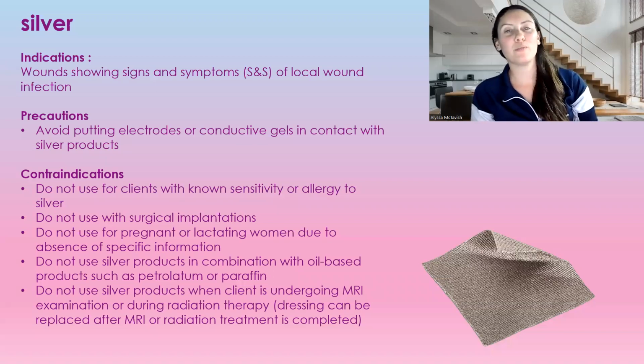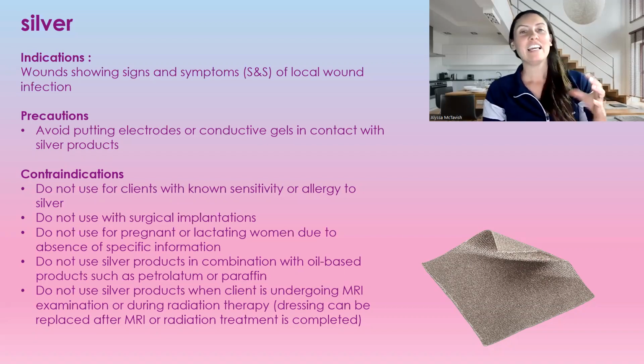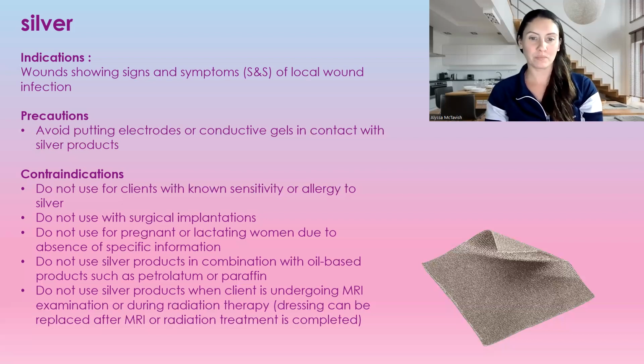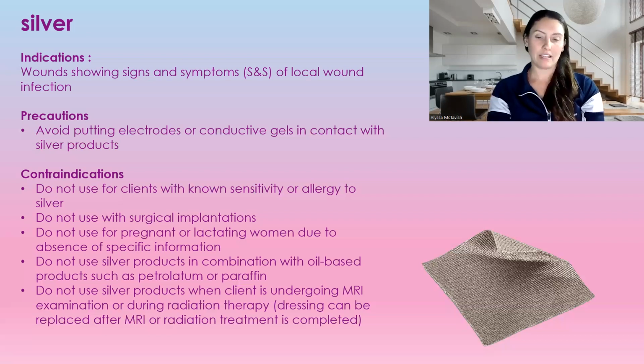Next, we have our silver. So once again, indications for wounds with signs and symptoms of infection. I think we will get this be very clear by the end that we're using antimicrobials for signs and symptoms of infection. Now, precautions. We are going to avoid putting electrodes or conductive gels in contact with silver products, okay? Contraindications. We're not going to be using this on patients who have a sensitivity or allergy to silver. Don't use on surgical implants. We're not going to use on pregnant or lactating women because there's not enough information. Do not use silver products in combination with oil-based products or petroleum or paraffin. Okay. And we're not going to be using silver if a patient is undergoing an MRI or radiation therapy. It can be replaced afterwards, but we don't want it to be on them while they are having that therapy done.